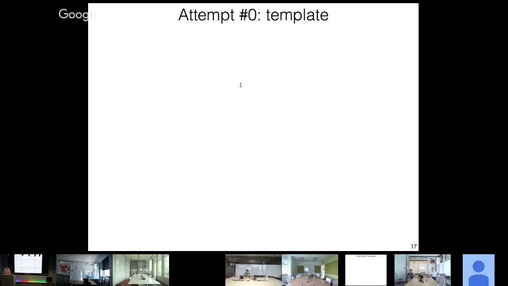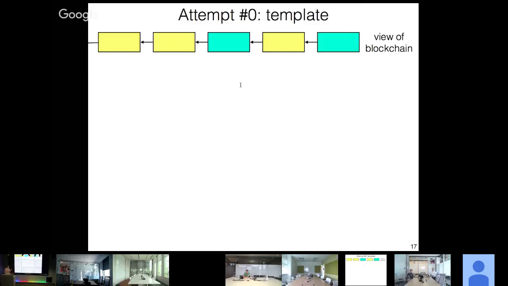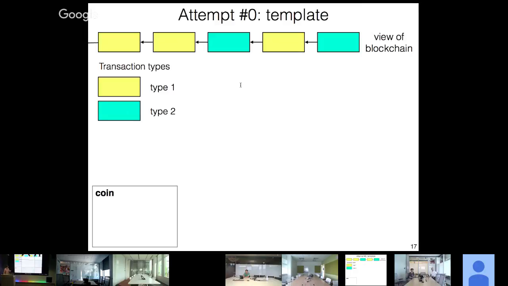All right. The way to understand a protocol is to try to build it and see the problems and go over several iterations. So I will be going through several strawmen that all have the same format. So step 0 will be describing the format of the strawman. In the top part of the slide, I'll be showing the view of the blockchain. Different colors will denote different types of transactions. And I will describe each type of transaction. We only have 2 types of transactions. And we'll be little by little building a coin data structure.